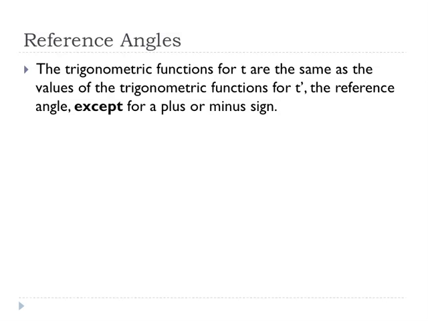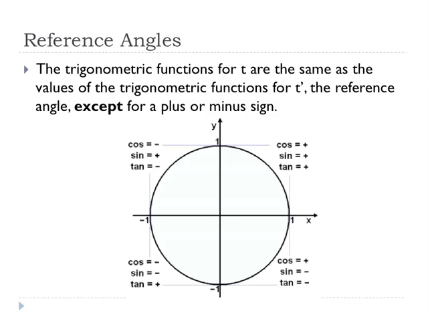Okay, so the trig functions for t are the same as the values of the trig functions for t prime, the reference angle, except for a plus or a minus sign. Now this looks maybe a little bit complicated at first, but really the easiest way is to remember in each quadrant what's positive and what's negative, instead of trying to memorize each of them.